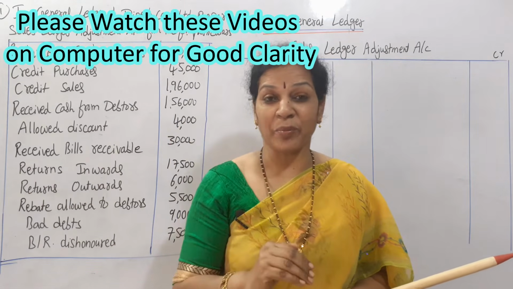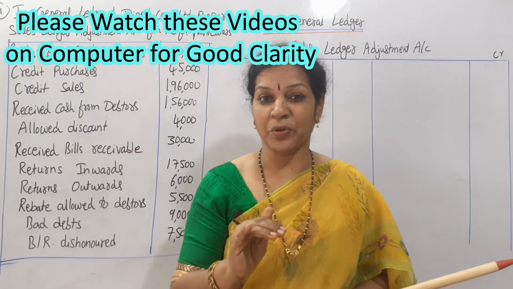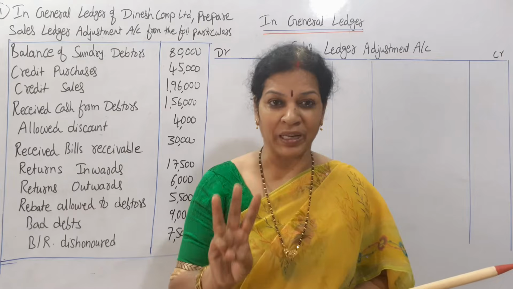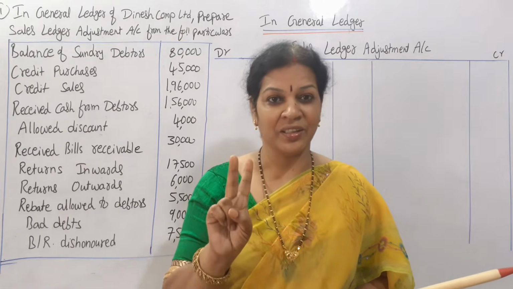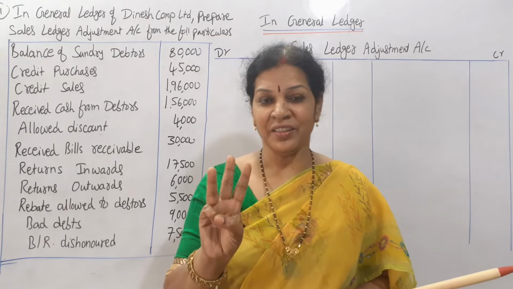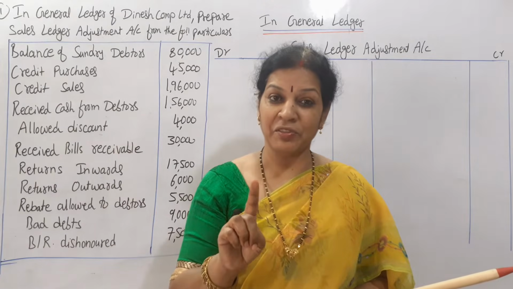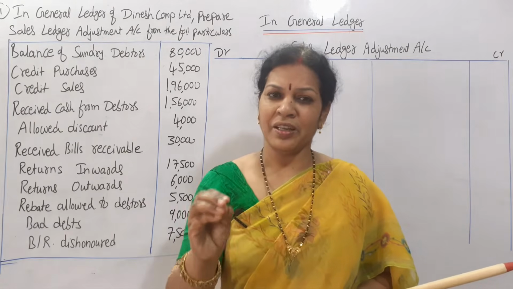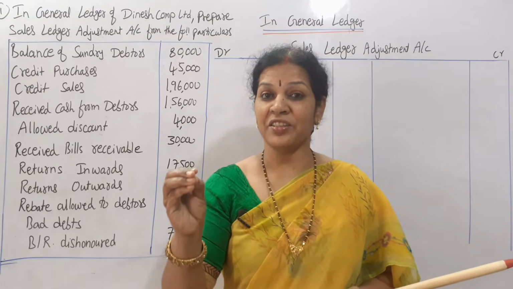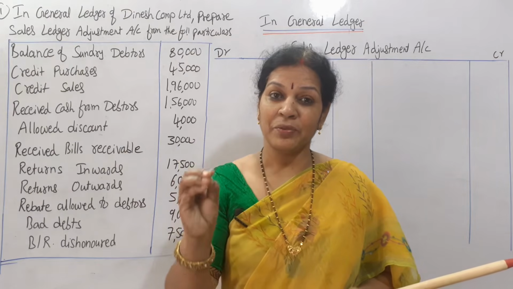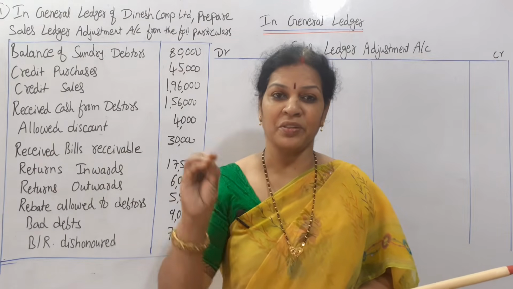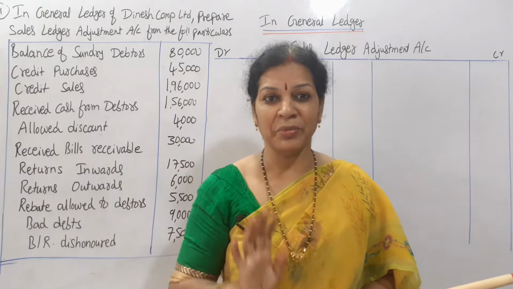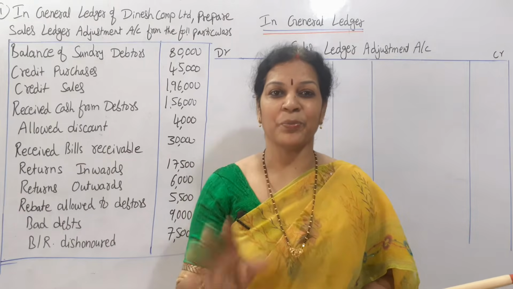Now when it comes to the problems, just to recollect what I told you in the last class, we can prepare three kinds of ledgers in the self-balancing system. One is general ledger, sales ledger and purchase ledger. In general ledger we will be preparing two accounts, sales adjustment account and purchase adjustment account. And in sales ledger we will be preparing general ledger adjustment account, and in purchase ledger general ledger adjustment account. If you remember, this problem is half problem solved.